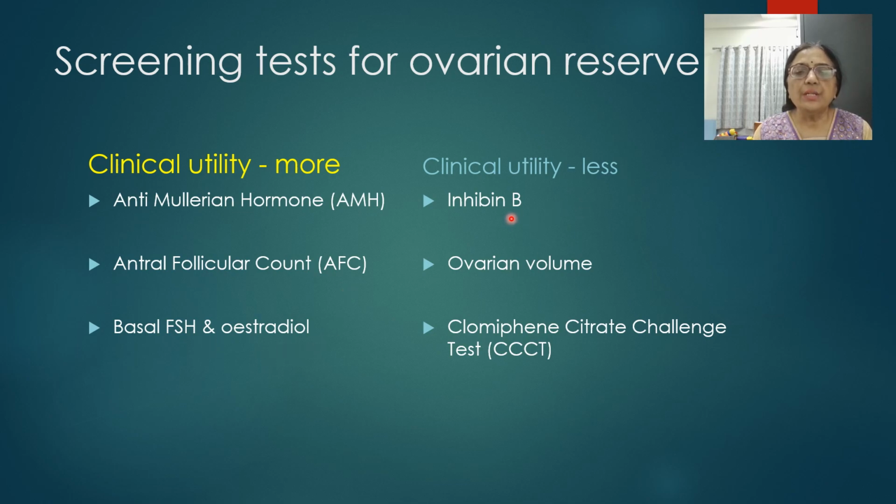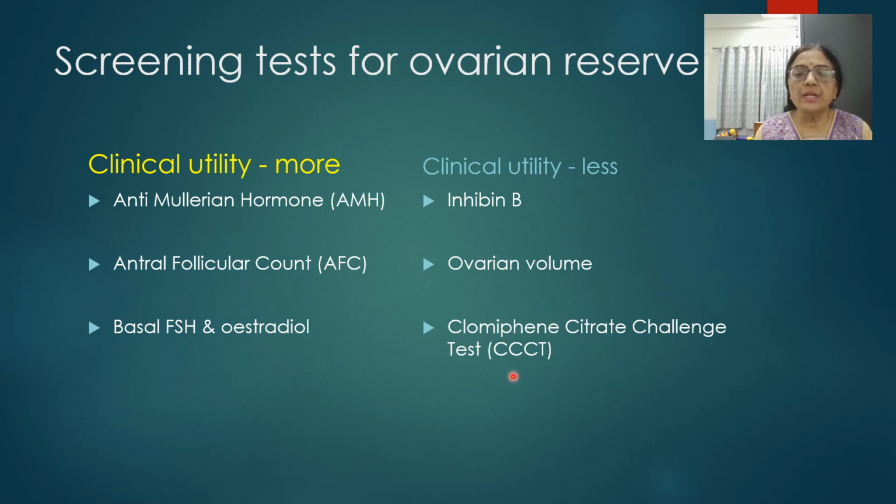What is less commonly used is inhibin B estimation, ovarian volume as a predictor of diminished ovarian reserve, and the clomiphene citrate challenge test. These three tests have almost been replaced by the other three because of poor sensitivity and being less reliable. The intercycle and intracycle variability is also great with these tests. Ovarian volume reduces only at a late stage. It is a late marker, and that is why it won't help us identify patients with a mild decrease, that is, mildly diminished ovarian reserve, and that is the reason these tests are no longer used.